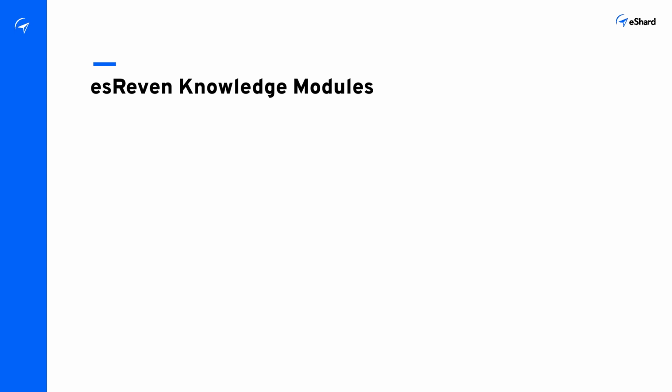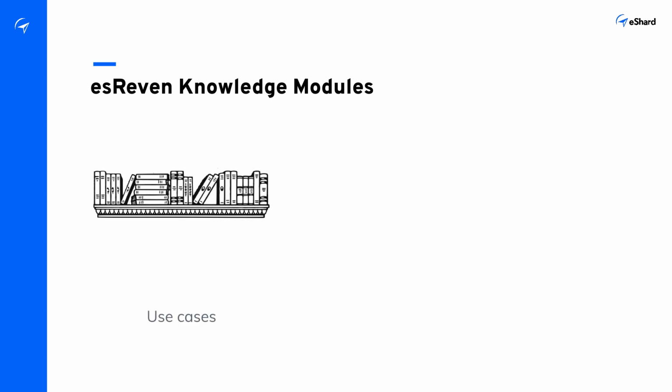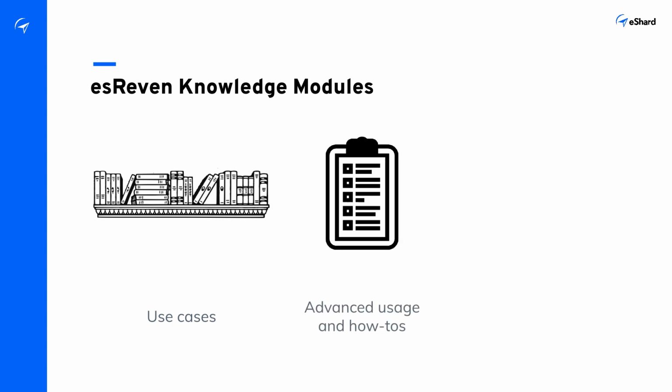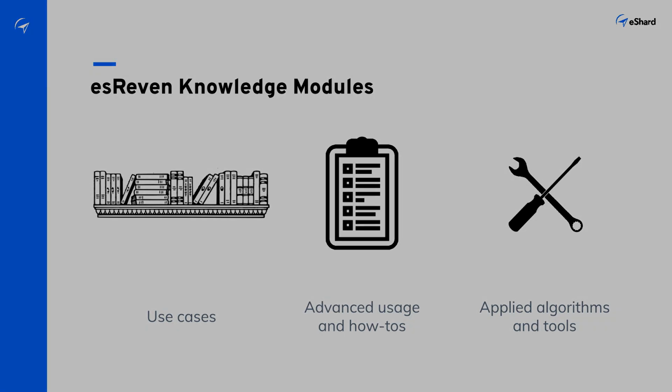As of today, notebooks are segmented into 3 modules. The first one is use cases, or in general, write-ups, to help you discover how the tool can be used. The second is advanced usage and how-tos, in which we guide you through some advanced use cases that you will no doubt want to target at one point. And finally, the third one is applied algorithms and tools, and they leverage the Python API to further extend what you can do with esReven. So let's take a look at some of them.